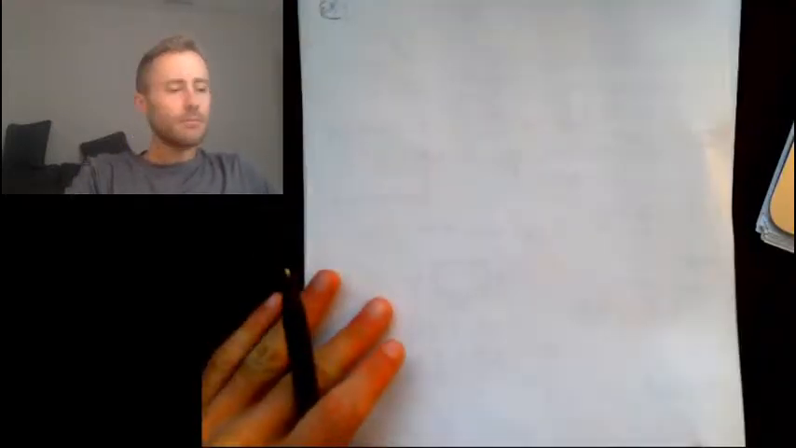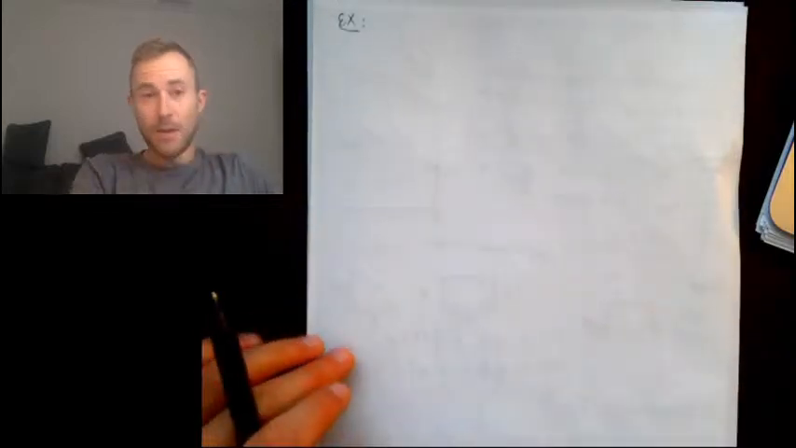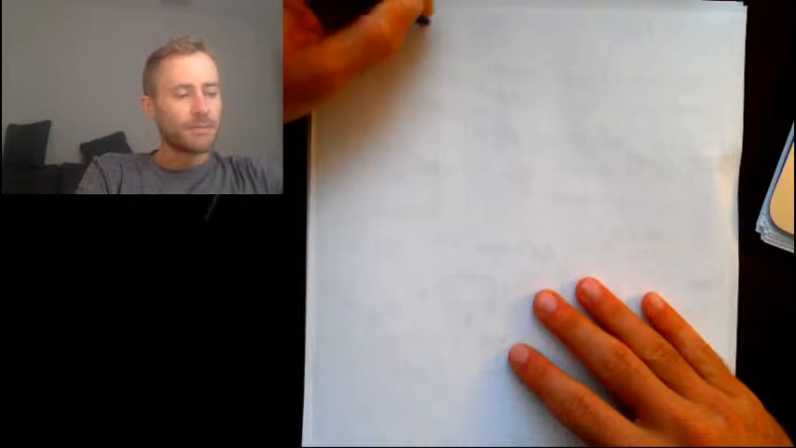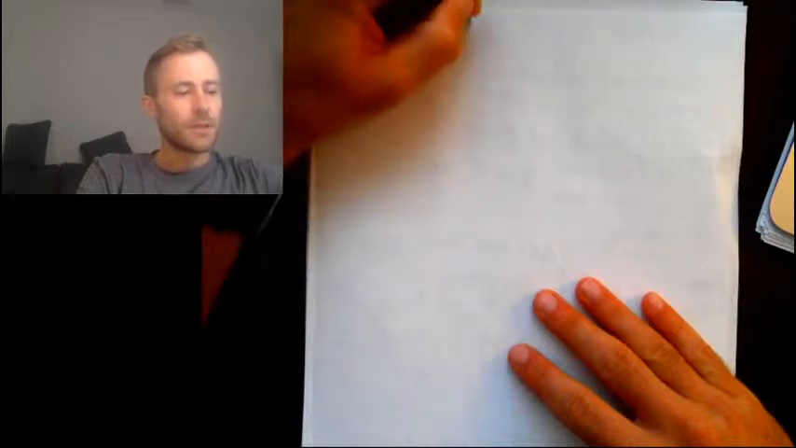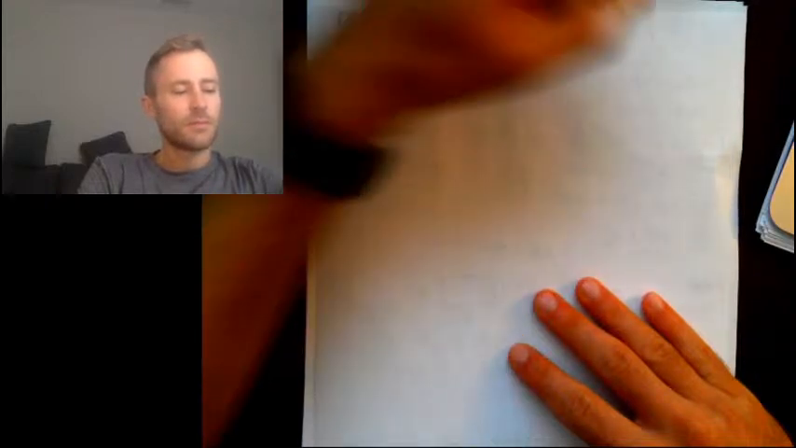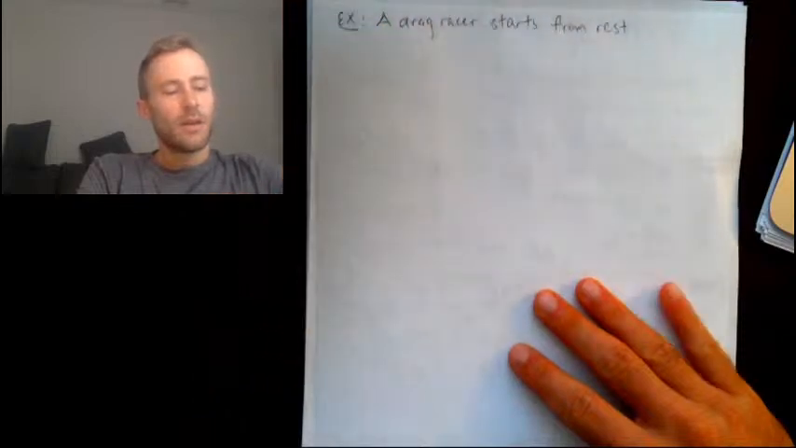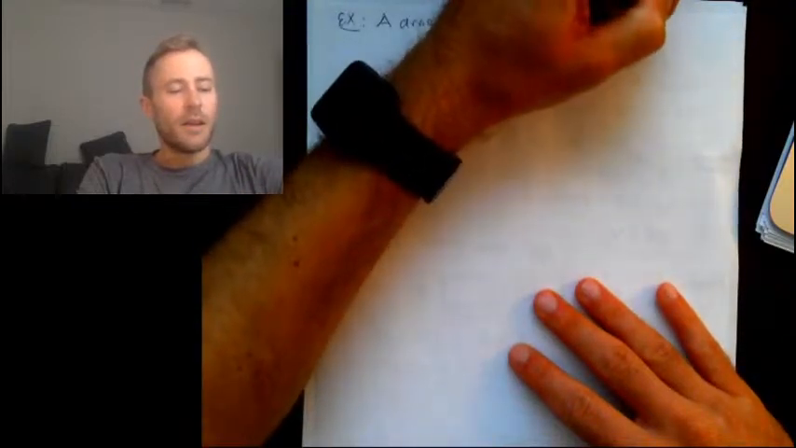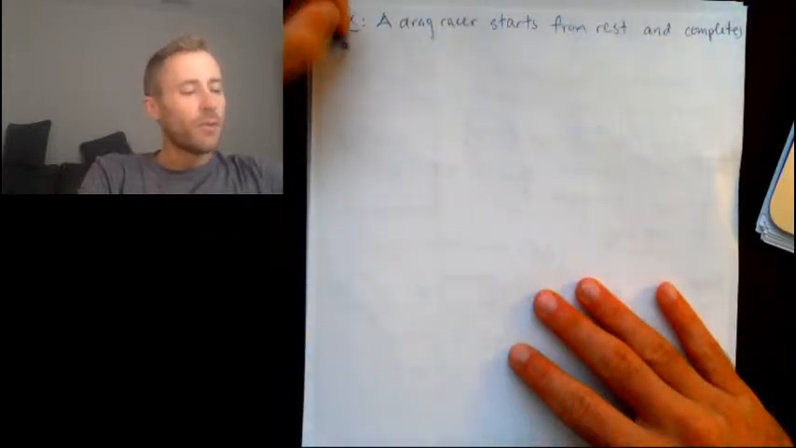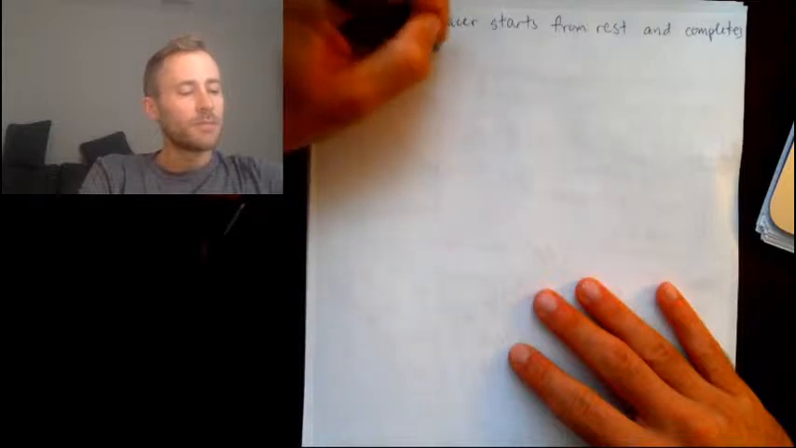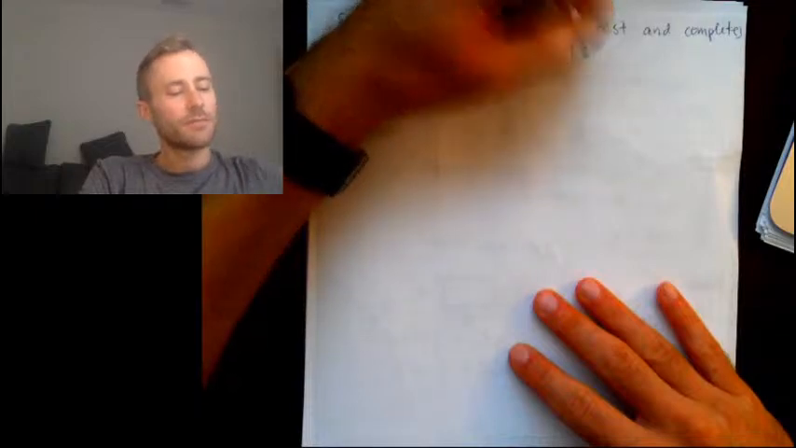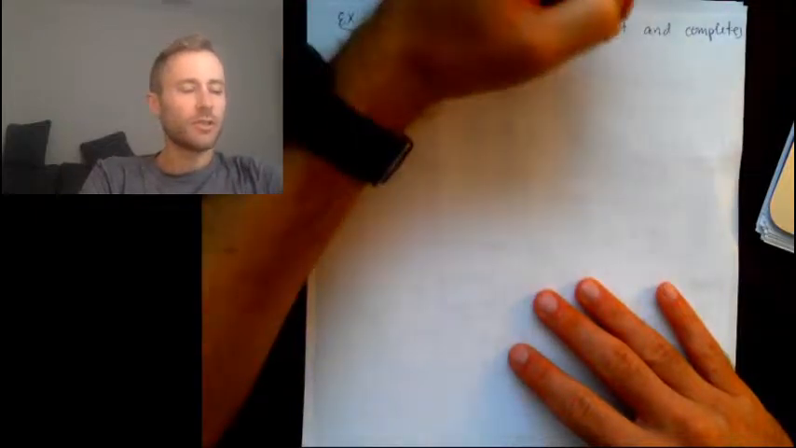Okay. So for our first example, a drag racer starts from rest and completes a 400-meter long race in 9 seconds. What was the acceleration of the racer?